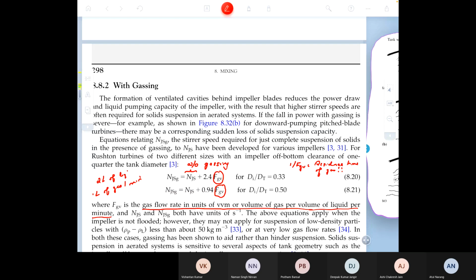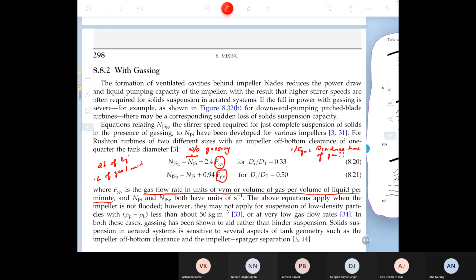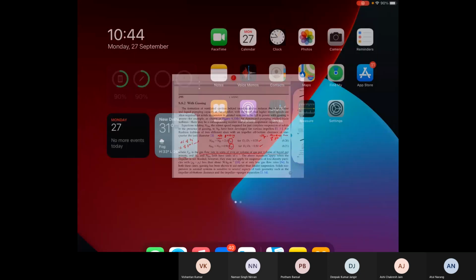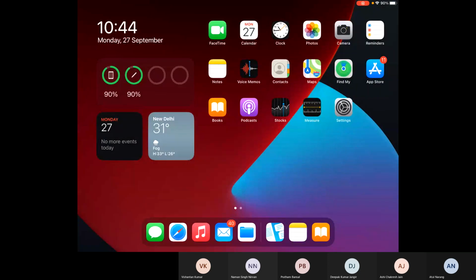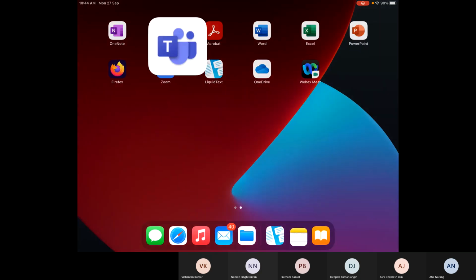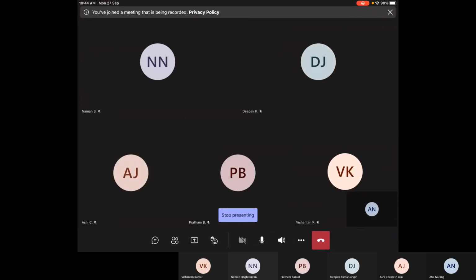So essentially you modify the formula: for dI/dT equal to this much, you use this formula. For dI/dT equal to this much, you use this formula. That is all there is to it. Okay, I'll cover this in more detail next time. So if there are no questions, are there any further questions on this topic? I'll probably give you some problems to do on this topic as well.